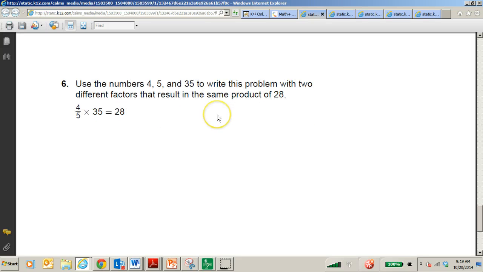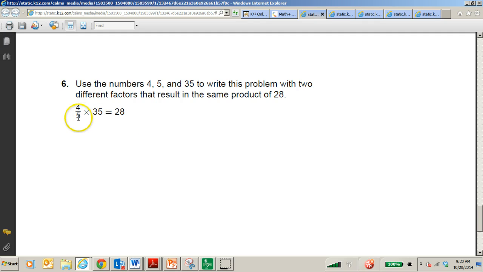And then it says use the new numbers 4, 5, and 35 to write this problem with 2 different factors that result in the product of 28. Now remember, we want to rearrange this a little bit, and you can take that whole and divide it into the equal pieces, which we're only going to think about that denominator, and then multiply it by 4. So you could say, I'm not going to say it, but it was in the homework or the activity guide, how you could rewrite this and move the denominator somewhere else and it still represent the same thing.